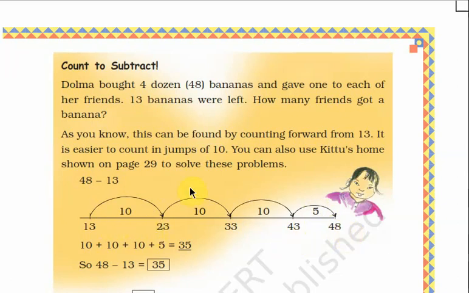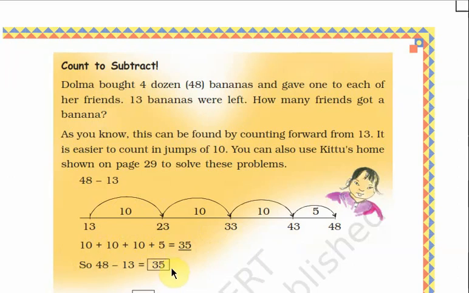So let us count how many jumps we had made. First a 10 jump, so 10 plus, second also a 10 jump. Again 10 plus, third also a 10 jump. Right here plus 10, plus the fourth jump is 5 steps. So 5. Otherwise 10 plus 10 plus 10 plus 5. What is the answer? 10 plus 10 is 20. 20 plus 10 is 30 and 30 plus 5 is 35. Otherwise 48 minus 13 is equal to 35.